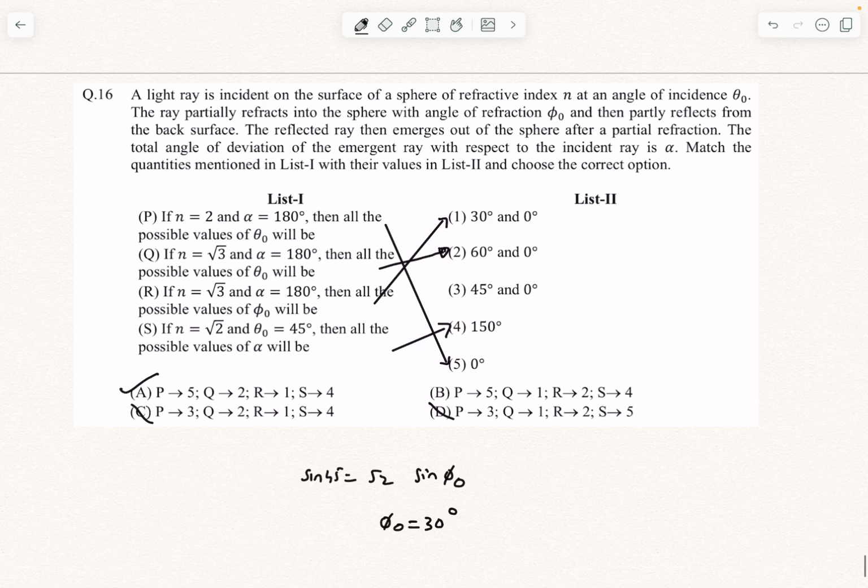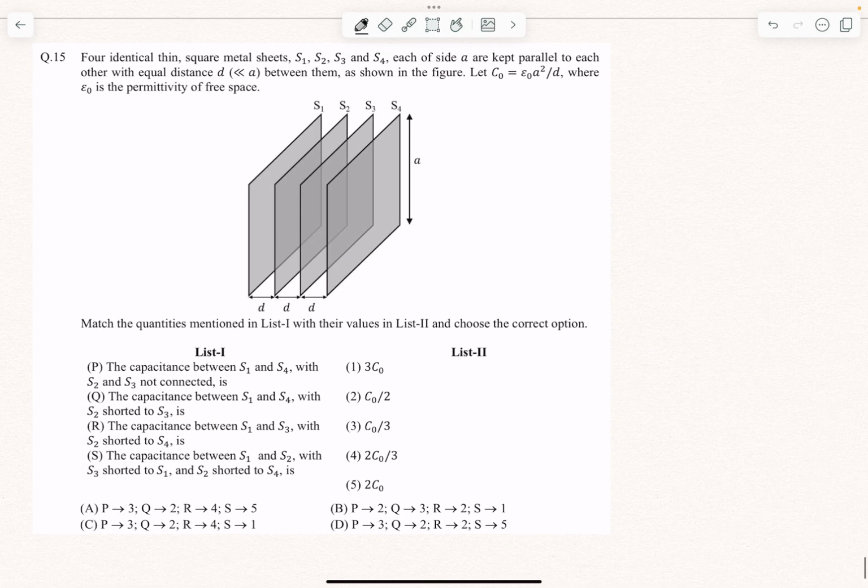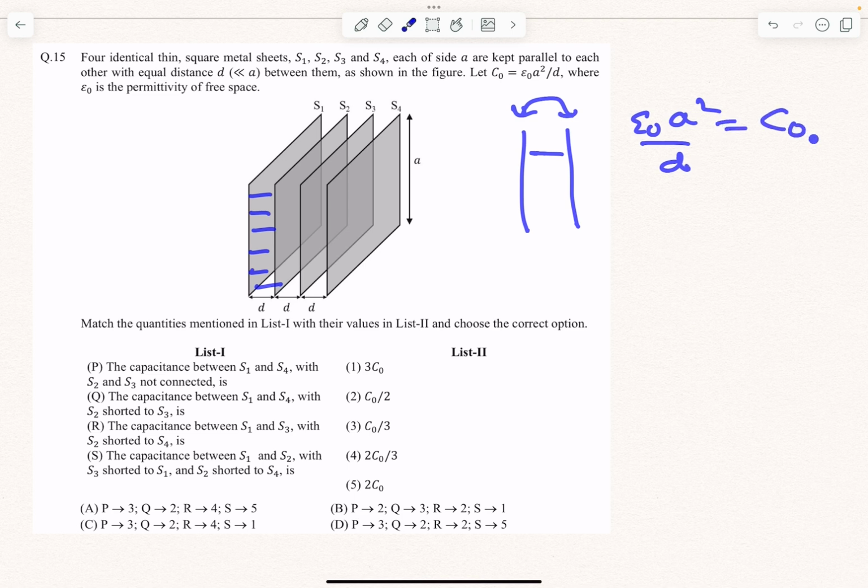So now let's move to problem 15. Okay, so in this question we have 4 identical thin square metal sheets, S1, S2, S3 and S4, and each of them are squares with side a, and they're kept parallel to each other with equal distance of d. So basically the capacitance formed by any two of the adjacent plates is epsilon naught a squared by d, right? Epsilon naught a by d, and this is what they have given as C naught over here.